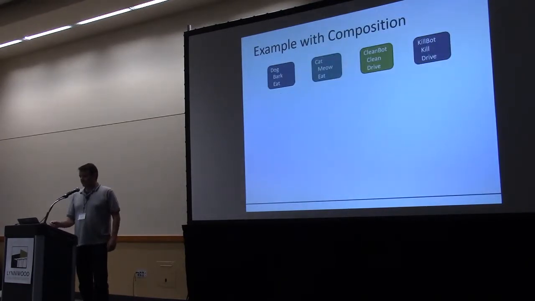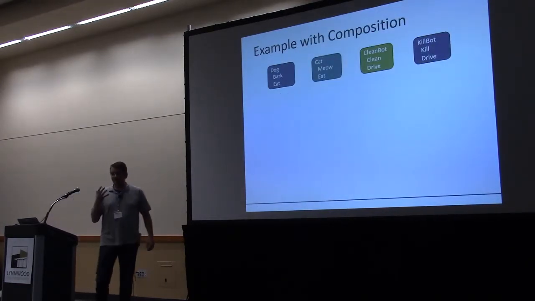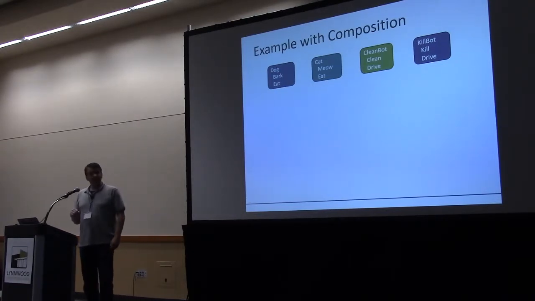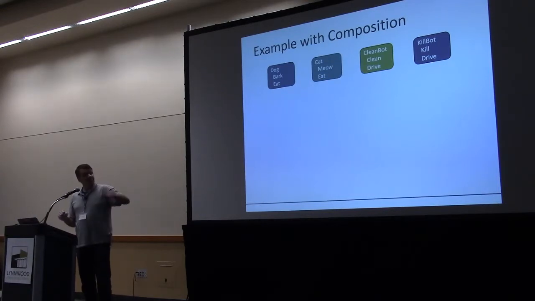So, back to, remember we're talking about favoring composition over inheritance. If we use that example with composition, we've got our four main objects there.